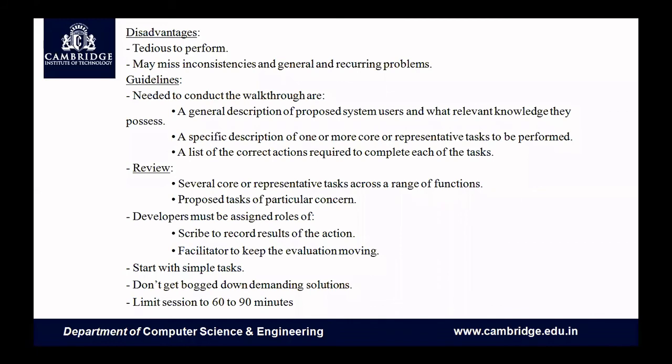So now we'll move to the review part. Several core or representative tasks across a range of functions. It proposes a task of particular concern. So after reviewing, what we'll get is a task, right? A particular problem or a proposed task. What is the concern? What is it that we have to focus on?